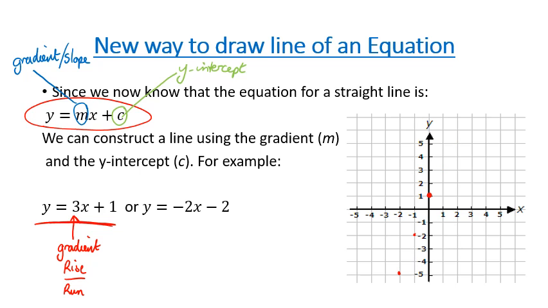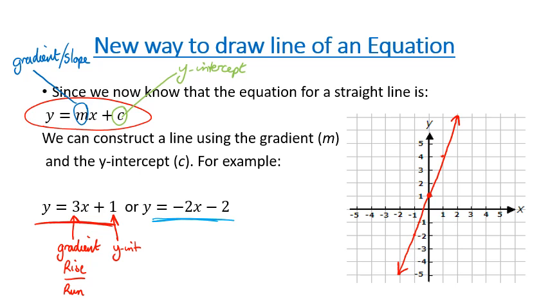Oops, let's just fix these. So it's up 3 across 1, up 3 across 1. And you can see that I've now got my points that I'm drawing for my line, simply by identifying the y-intercept and the gradient. Let's use a different color. Let's use light blue, and I'll do the same for my second equation.